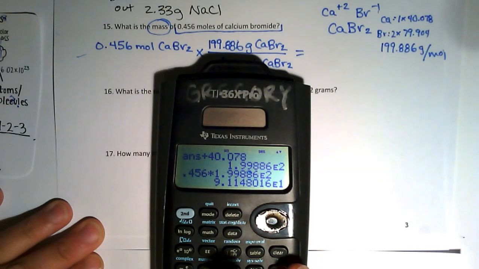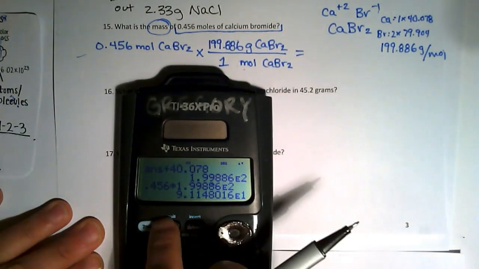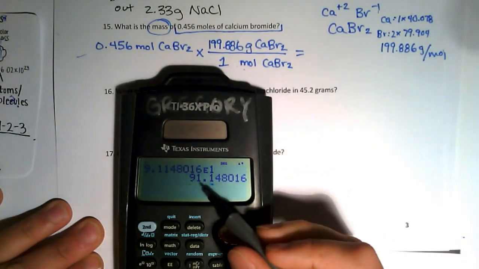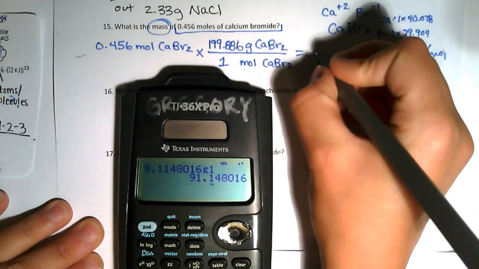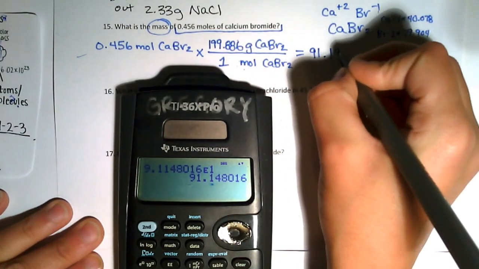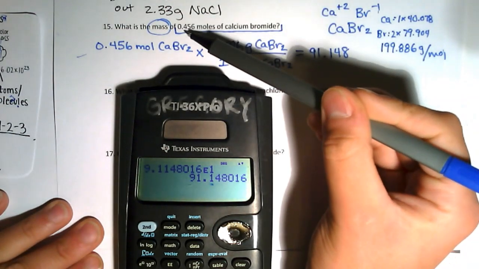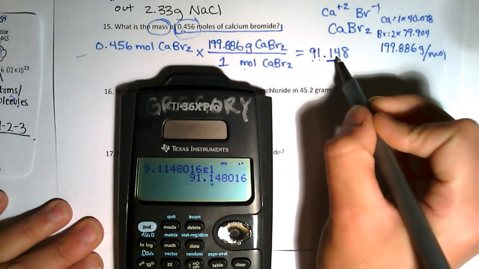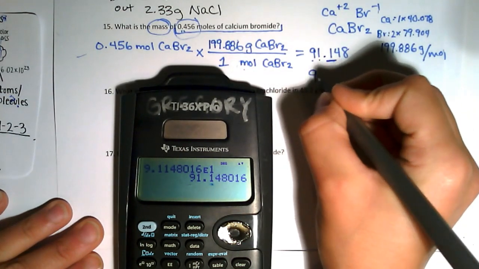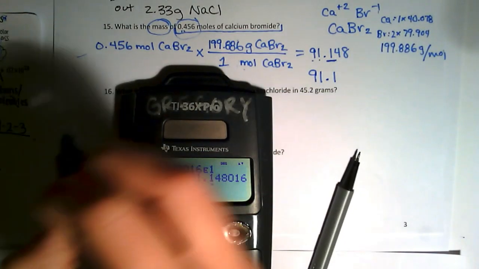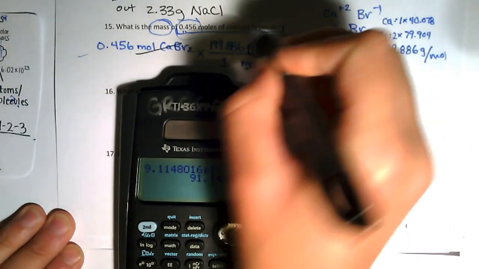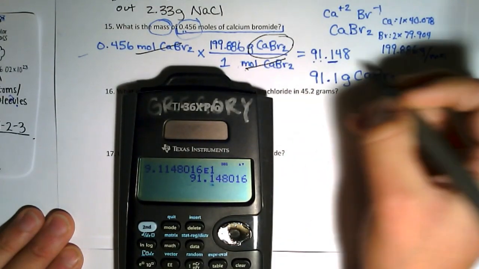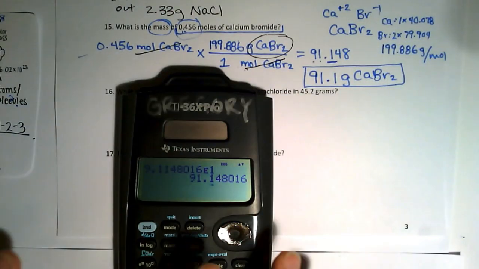9.11 e to the first, so we'll remove that decimal place 1 time, or we could just change our mode back to normal. 91.148. I need to round to my correct significant figures. This value only has 3 significant figures, 1, 2, 3, and this is going to round down to 1, so 91.1, and then my units that are left, because moles of calcium bromide cancels, are just grams of calcium bromide, grams of CaBr2. We're going to box that answer in.